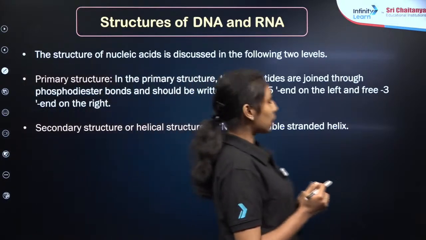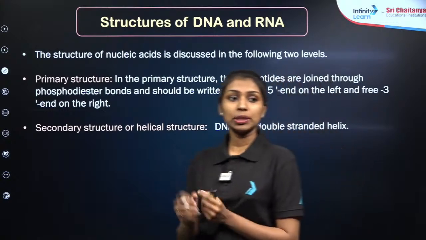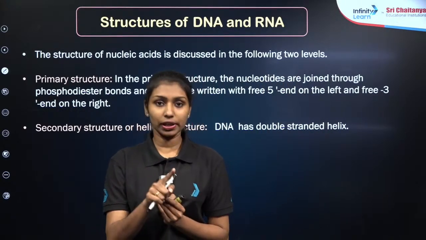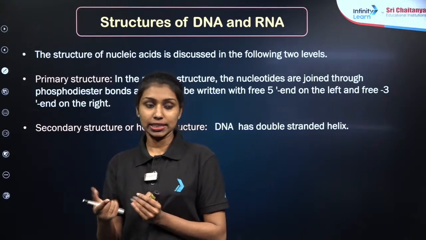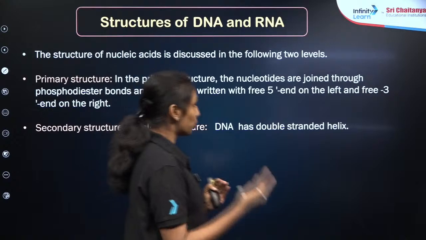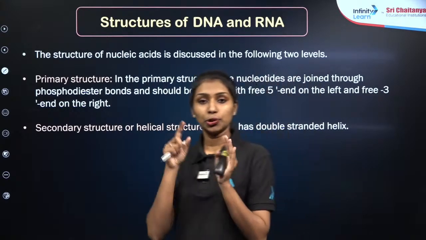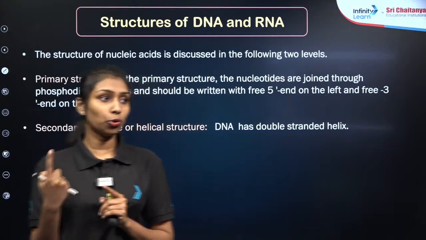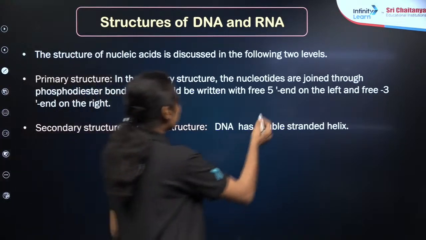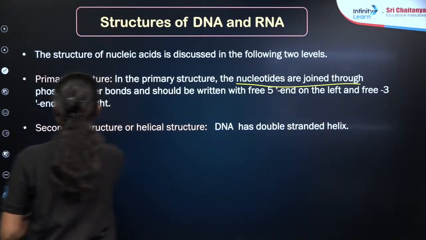So let us start with the primary structure of DNA. In the previous class, we discussed polynucleotides, right? How we form the nucleotides. There will be a phosphate group, nitrogenous base and the sugar, right? These are combined together to form a nucleotide. So in the case of DNA or any nucleic acid, there will be the formation of nucleotides, or polynucleotides. In the primary structure of DNA, the nucleotides are joined through the phosphodiester bond.